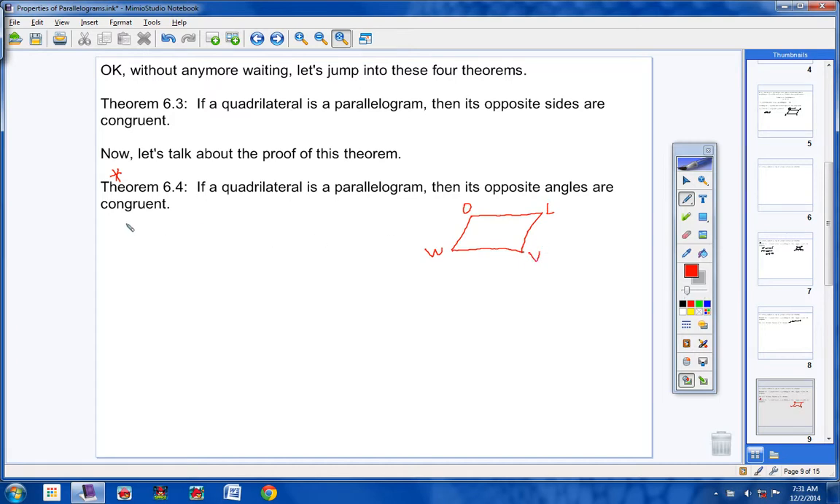Alright, now look. Over here, put if, copy this down, please. If I have parallelogram WOLV, then I have, now watch this, please, angle O is congruent to angle V. They're opposite angles. Angle W is congruent to angle L. Okay, so I'm going to put 1 mark here, 1 mark here, 2 marks here, and 2 marks here.